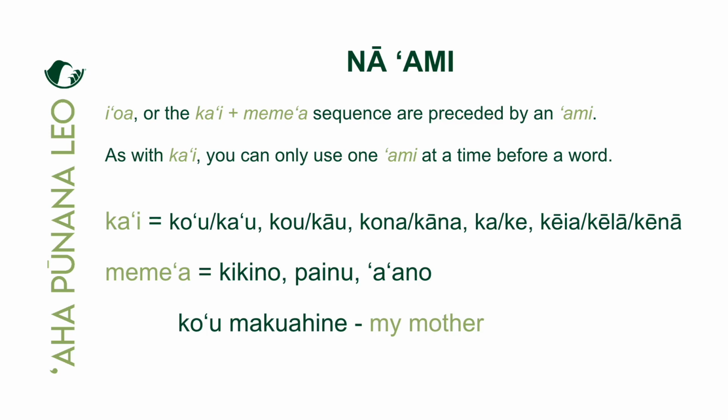Okay, and so examples of these. Koʻu makua hine. Koʻu, kaʻi; makua hine, memea. That's a kaʻimemea sequence. Koʻu makua hine, my mom. And then keia maka. Keia, kaʻi; maka, memea. Keia maka kaʻimemea sequence. Keia maka, this eye.